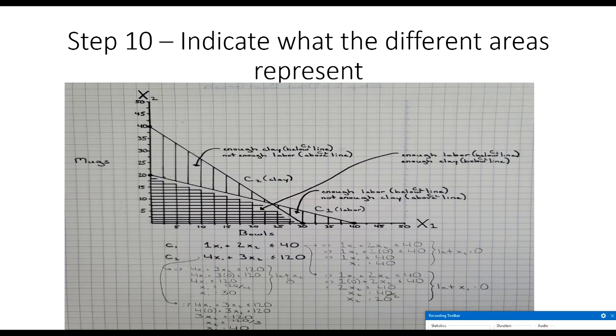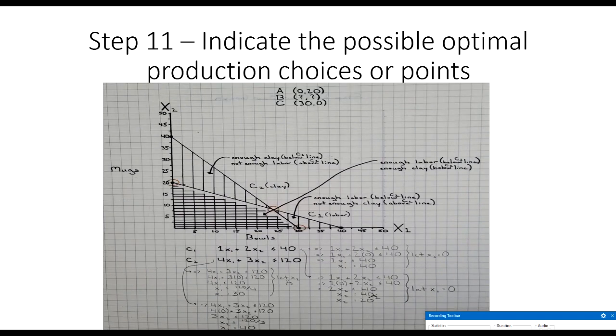mathematically, we know that our optimal choices are always 3, in this situation, 3 possibilities. It is here, where C1 intersects the y-axis, here, where C2 intercepts the x-axis, or here, where C1 and C2 intersect each other. So, step 11 is where we indicate the possible optimal production choices or points. And I've done that here. This is our first possible optimal production choice, 0 bowls, 20 mugs.